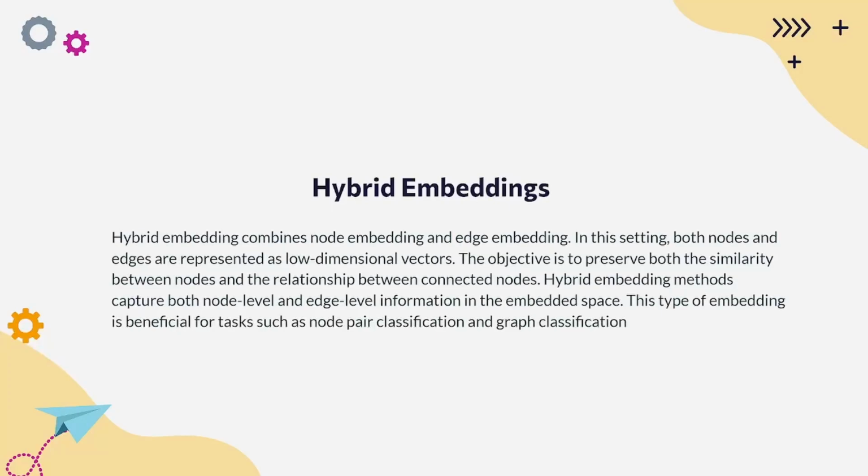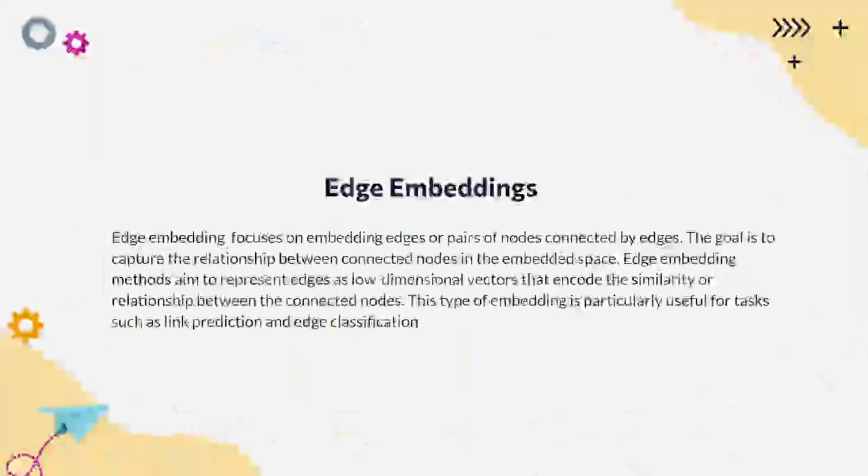In this setting, both nodes and edges are represented as low dimensional vectors. The objective is to preserve both the similarity between nodes and the relationship between connected nodes. Hybrid embedding methods capture both node level and edge level information. Edge embeddings: edge embedding focuses on embedding edges, or pairs of nodes connected by edges.